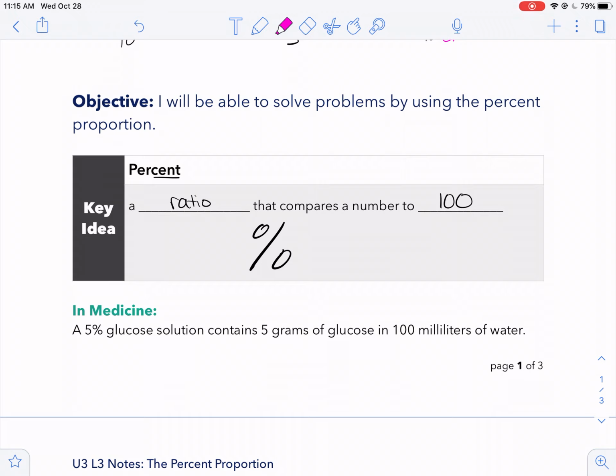While we see this in medicine a lot, where a 5% glucose solution has 5 grams of glucose in 100 milliliters of water. This is because 100 milliliters weighs 100 grams. So, yay.